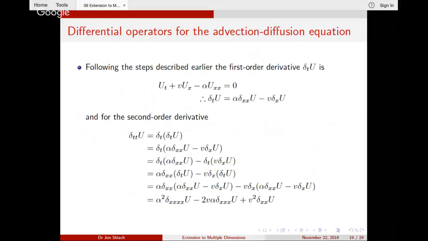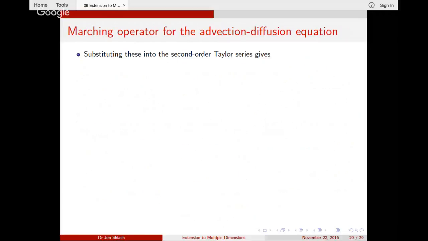Okay. Say exactly the same as what we did before. That's our single derivative with respect to t. That's our double derivative with respect to t, and we substitute that into the Taylor series. Okay, there's your Taylor series. So we now have an expression for that term and an expression for that term.